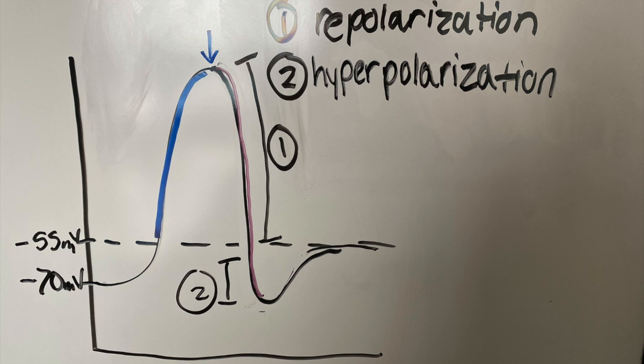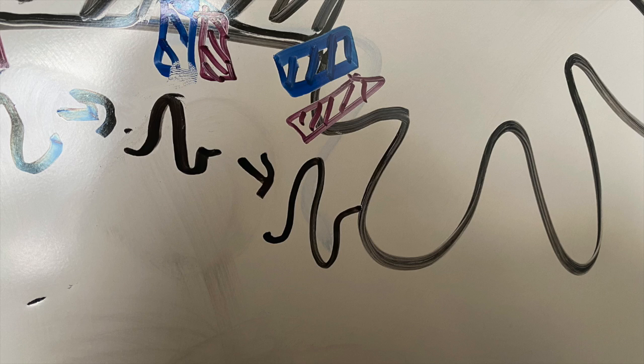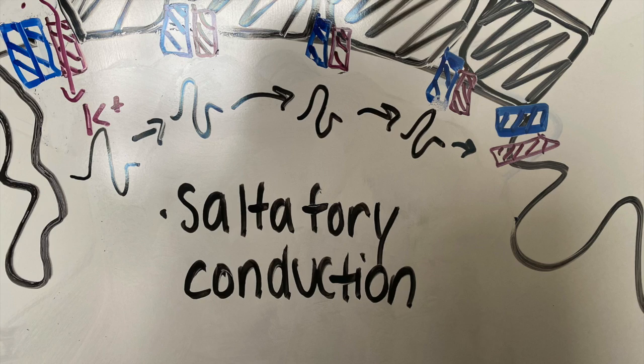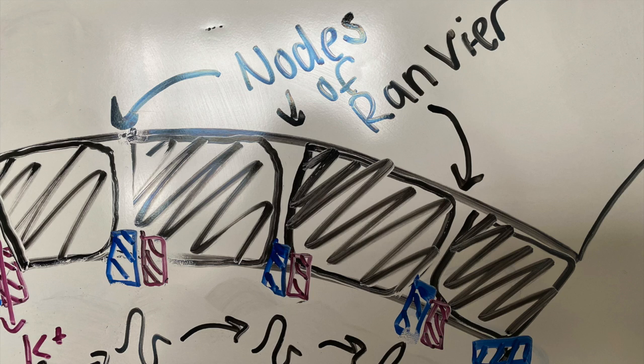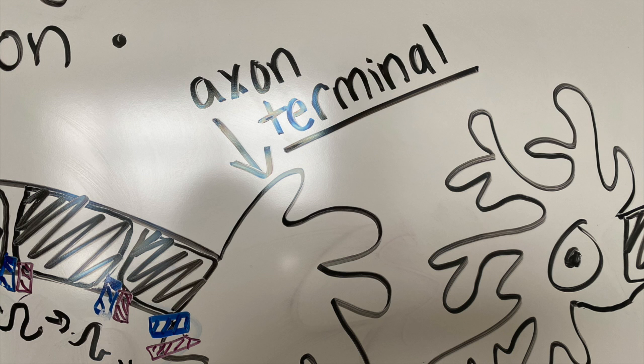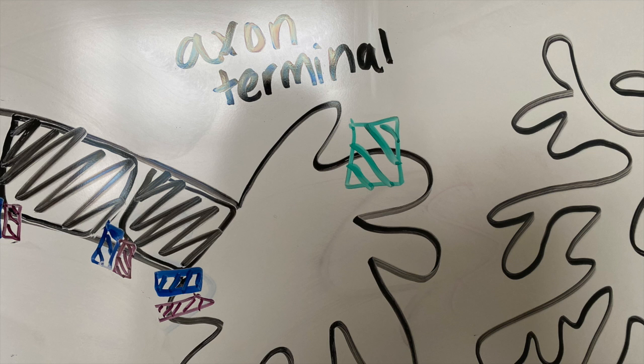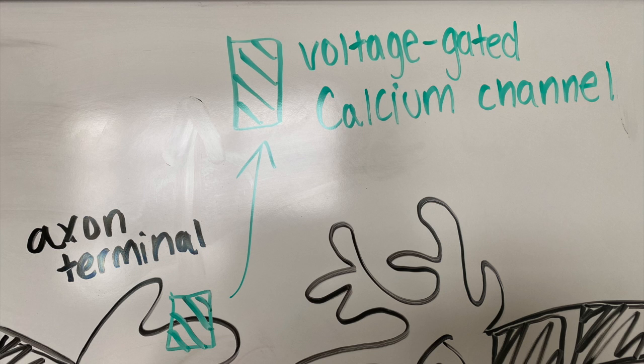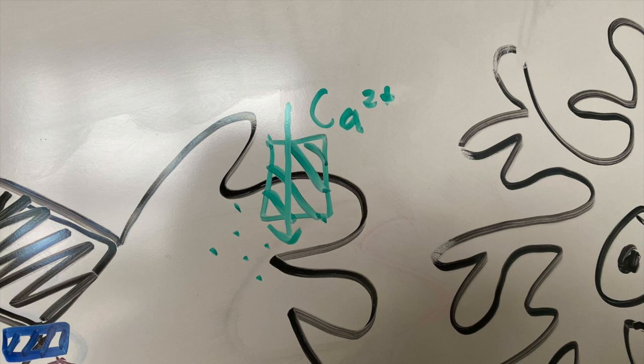70 millivolts. Through saltatory conduction, the action potentials will spread down to each node of Ranvier in between the myelin sheaths until it reaches the axon terminal. Here, the depolarization causes voltage-gated calcium channels to open, and calcium will enter the cell.